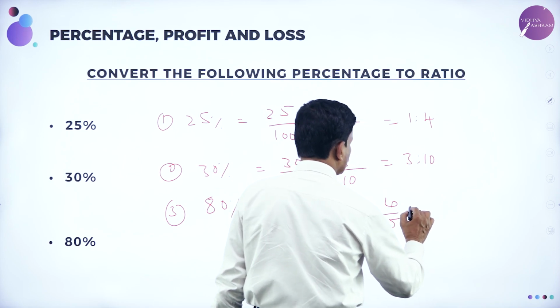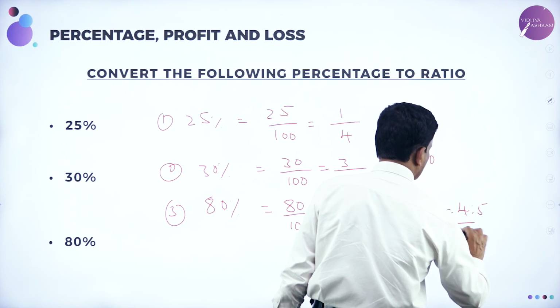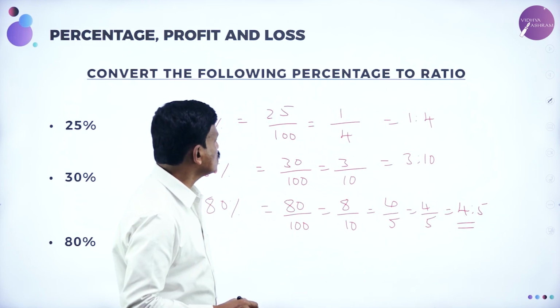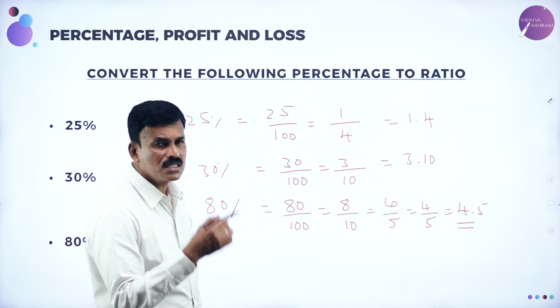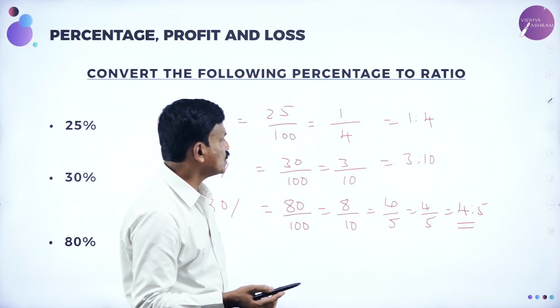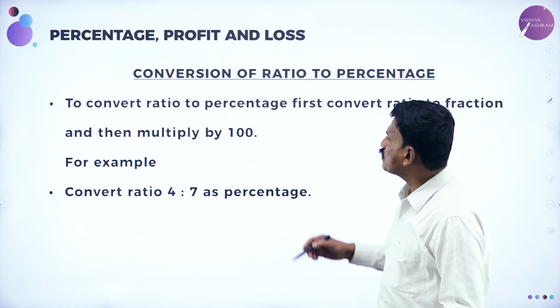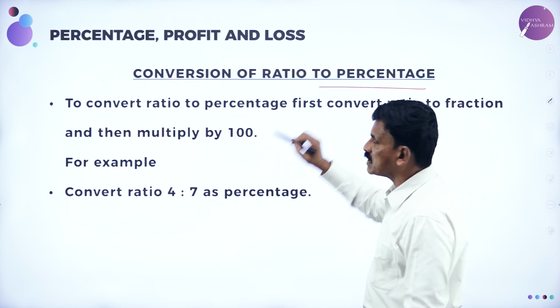So 4 by 5. 4 divided by 5 means this is nothing but 4:5. The percentage, the ratio is equal to 4:5. That's it. This is how we are going to convert the percentage into ratios. Now move on to the next concept, conversion of ratio into percentage.